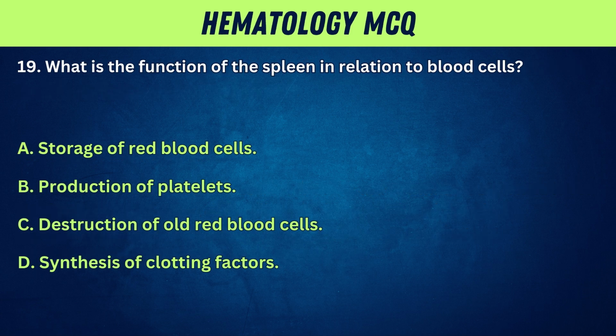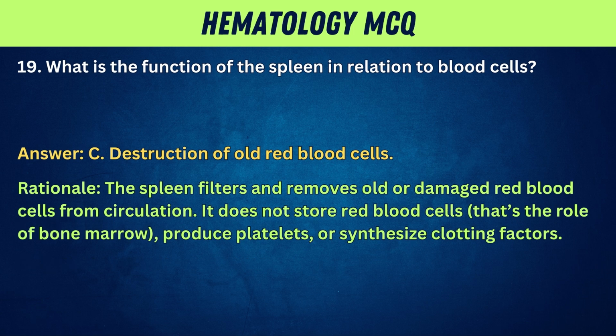19. What is the function of the spleen in relation to blood cells? A. Storage of red blood cells. B. Production of platelets. C. Destruction of old red blood cells. D. Synthesis of clotting factors. Answer: C. Destruction of old red blood cells.